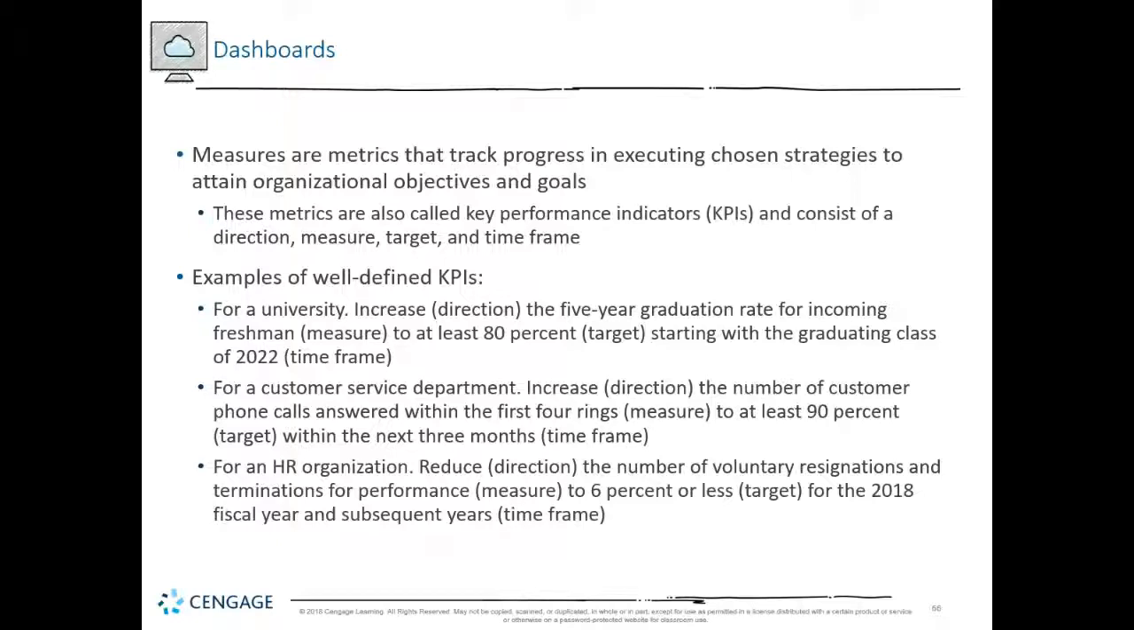For an HR organization: reduce (direction) the number of voluntary resignations and terminations for performance (measure) to 6% or less (target) for the 2018 fiscal year and subsequent years (time frame).